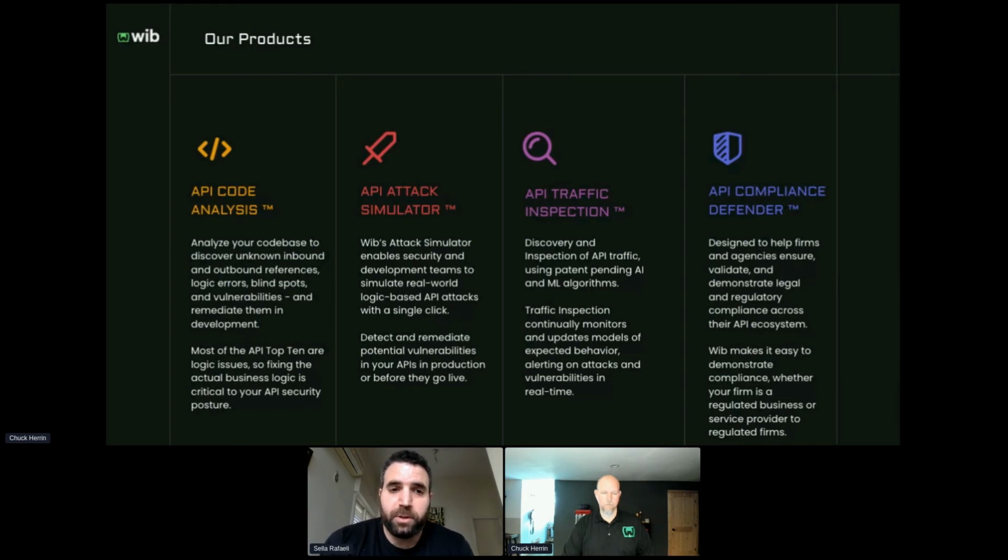We covered the attack simulator, which deals with the testing part of the life cycle of making sure your API is secure. Our third tool is actually our flagship product, the traffic inspection. This is the API defense. This is the API equivalent of a firewall.